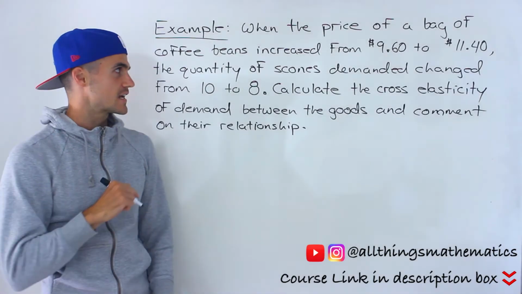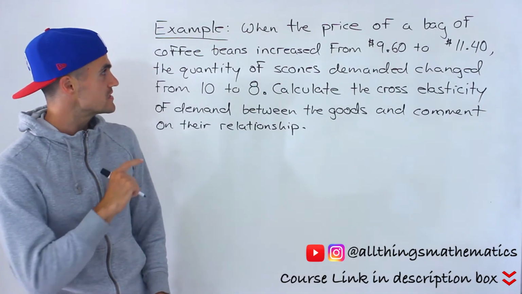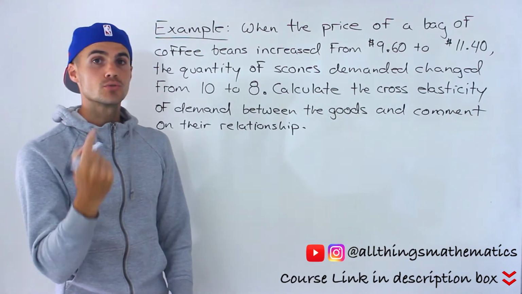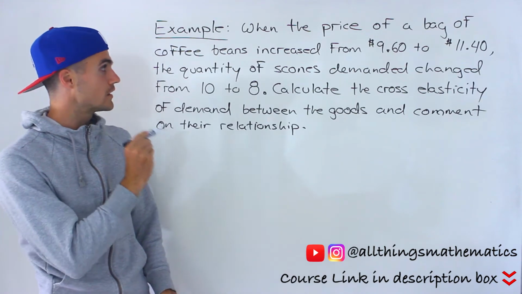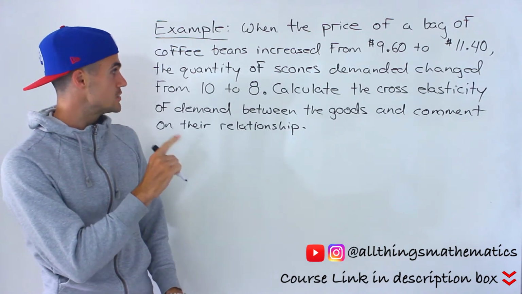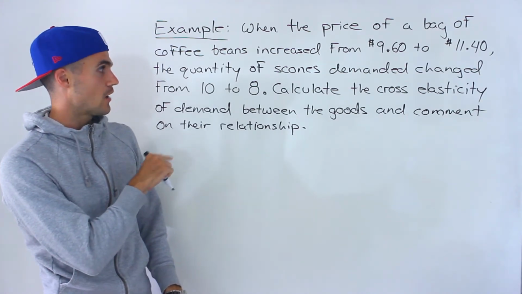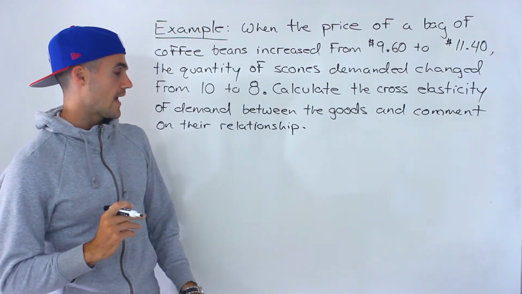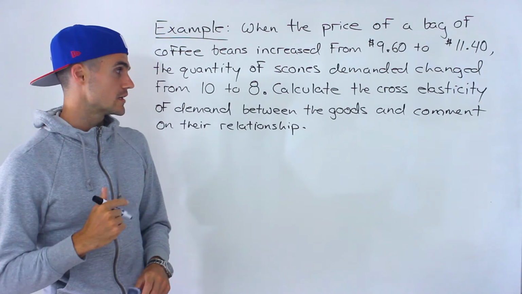Patrick here. In this next question, we're told that when the price of a bag of coffee beans increased from $9.60 to $11.40, the quantity of scones demanded changed from 10 to 8, and we have to calculate the cross elasticity of demand between the goods and comment on their relationship.